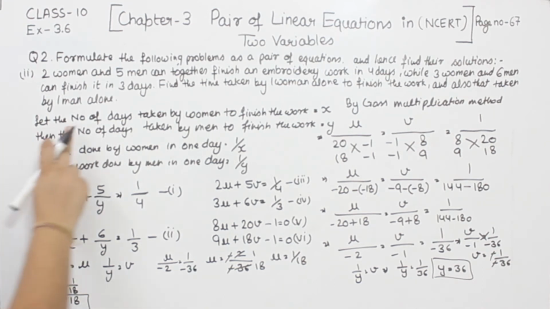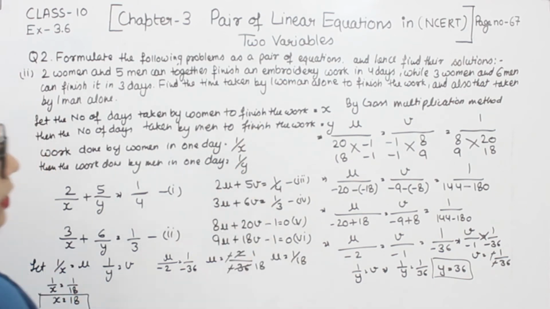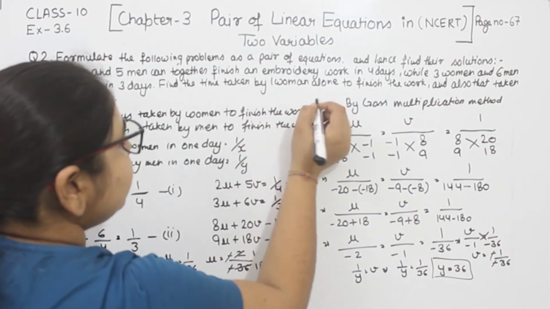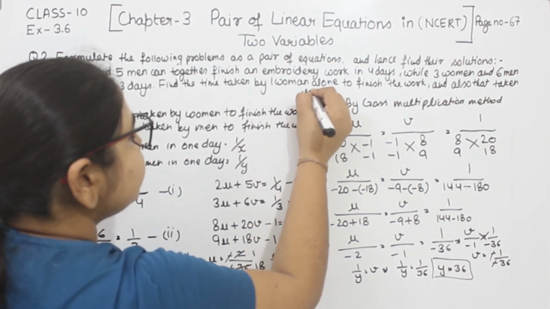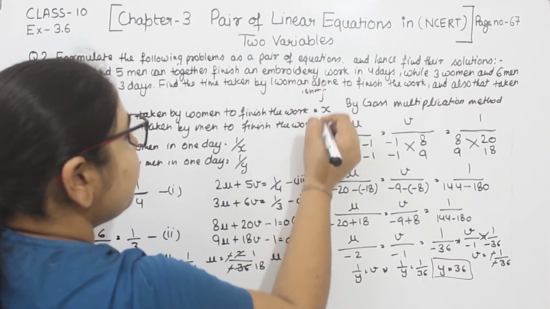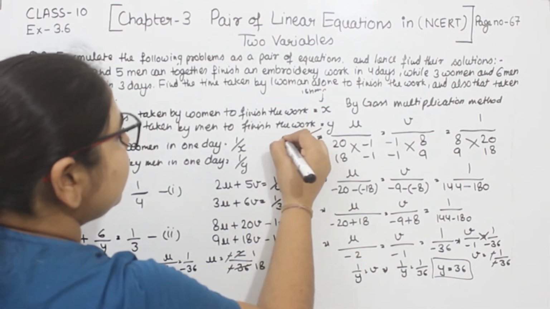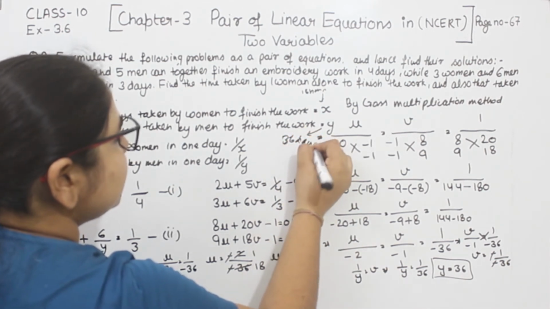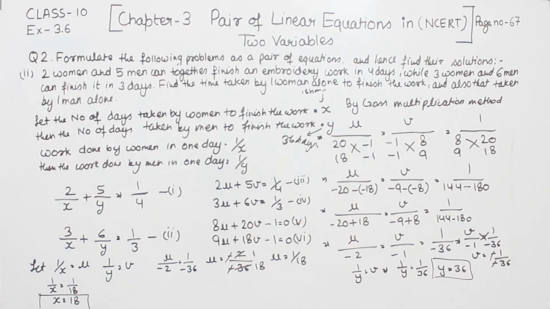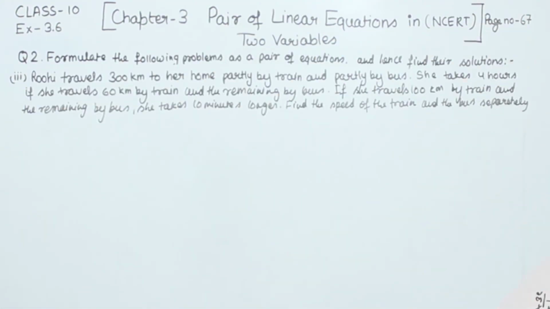So the number of days taken by the women to finish the work we are having as equal to 18 days and the number of days taken by men to finish the work we are having as equal to 36 days. So this one we are having is the part 2. Now comes to the part 3.